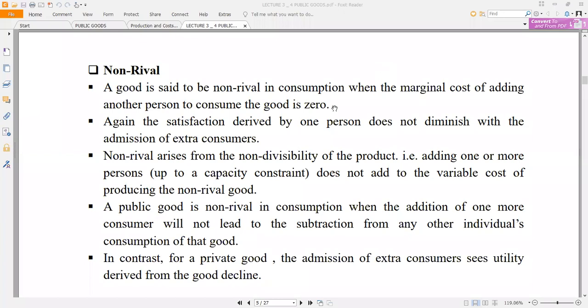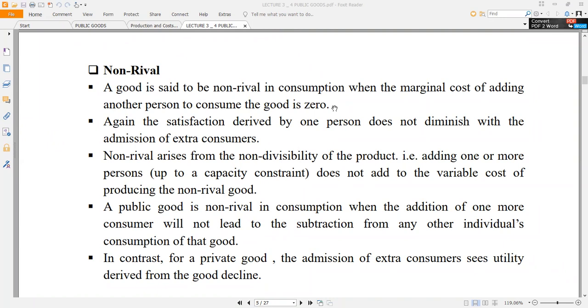When one person consumes it, it does not reduce the quantity available for the person who was initially consuming it. In other words, it doesn't cost us anything to add another person. If you take a private good, before you can produce an extra quantity, you have to incur an extra cost, what we call the marginal cost. But for a pure public good, provided the thing has been produced, when you are adding another person, there's no cost at all. If you take the street light as an example, after it is there, what cost do you incur if another person comes to enjoy it?